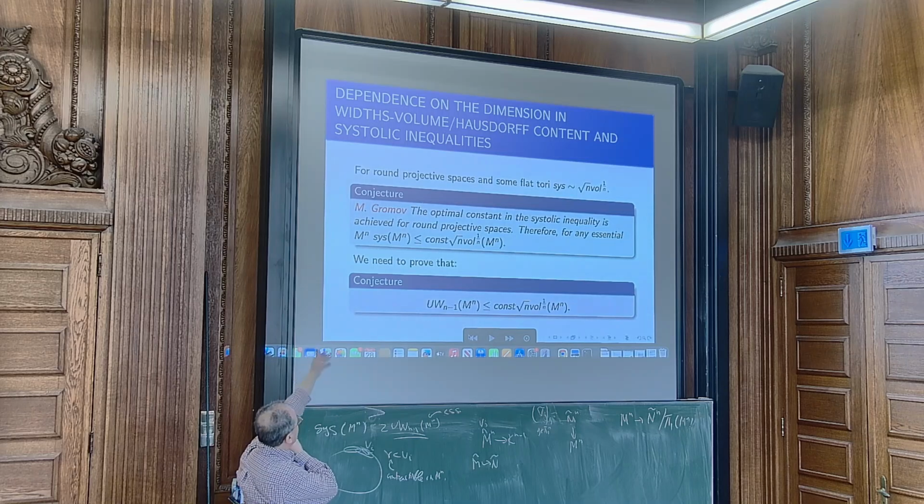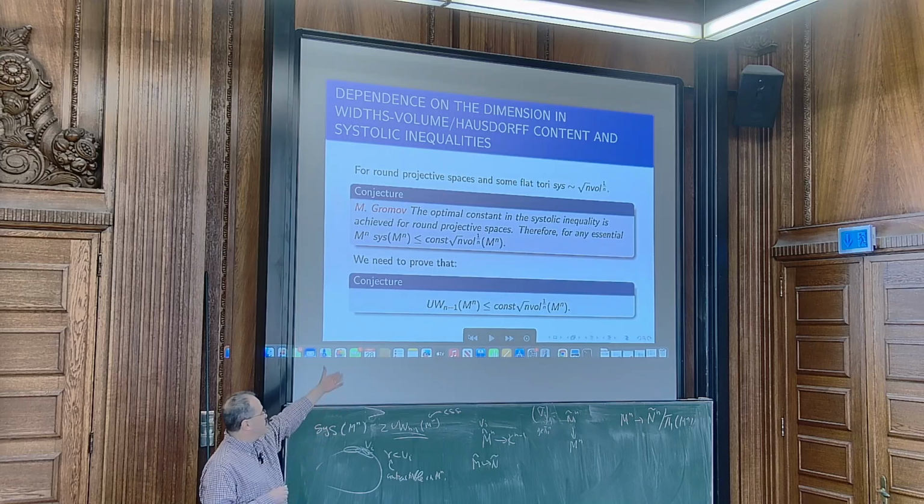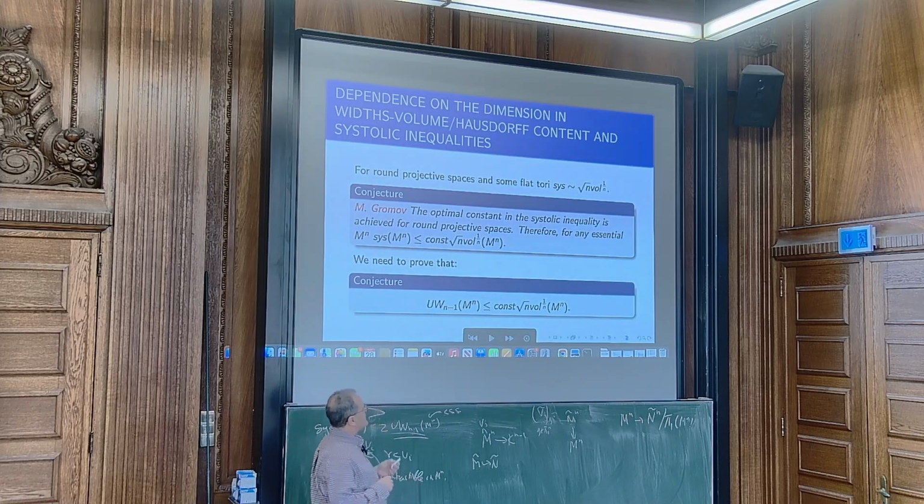If we don't care about the exact value of the constant, but just about the growth of this dimensional constant as a function of n, we really need to be able to prove the following conjecture: that the Urysohn width of Mn is less than or equal to a constant times square root of n times volume to the power 1 over n.